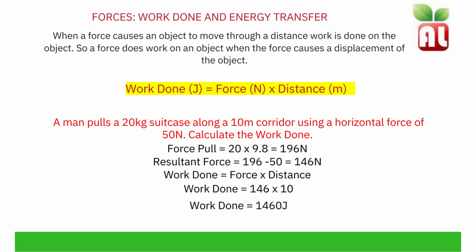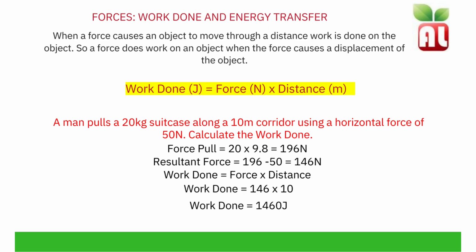Work done and energy transfer. When a force causes an object to move through a distance, a work is done on the object. So a force does work on an object when the force causes a displacement of the object. The following formula links work done, force and distance. This equation is not given on the physics equation sheet and therefore needs to be learnt. Work done in joules equals force in newtons times distance in metres.